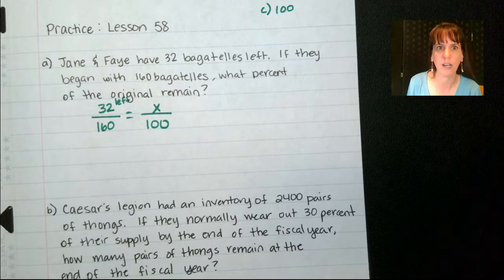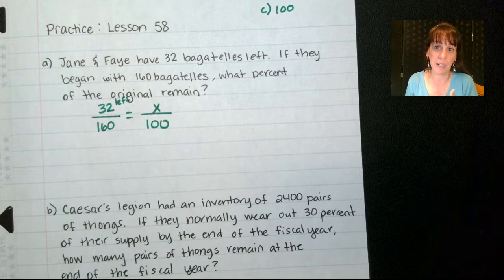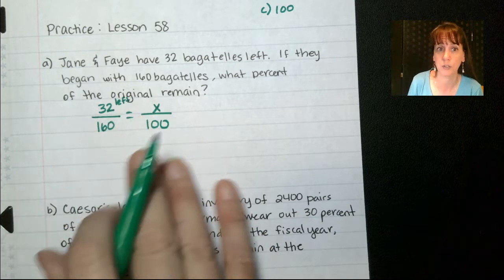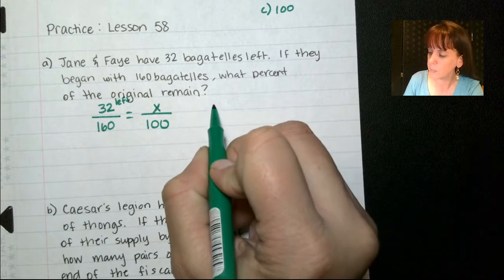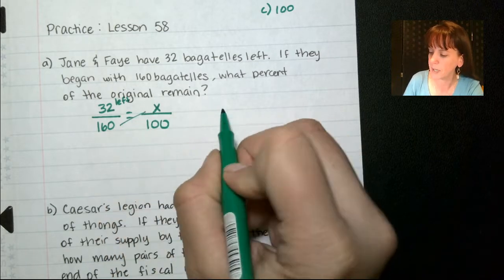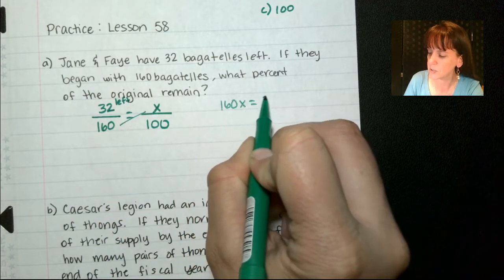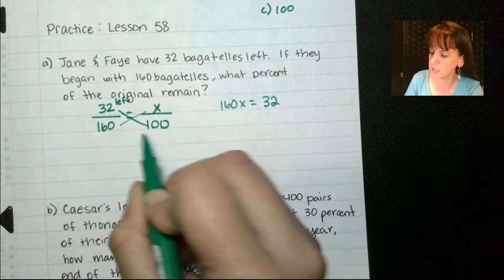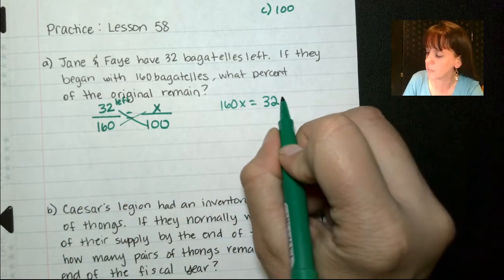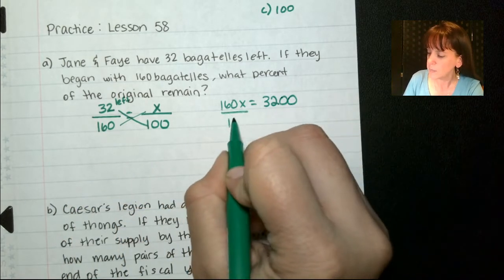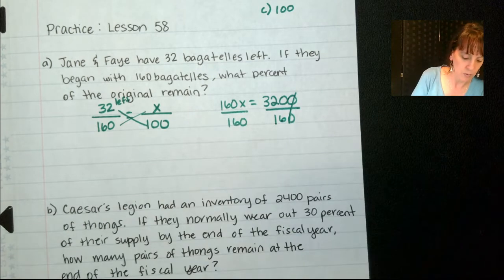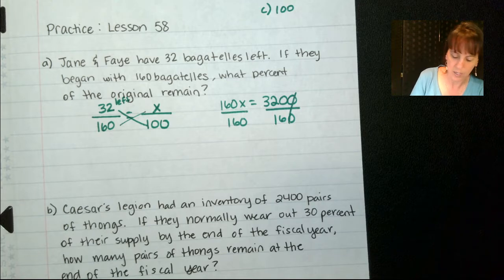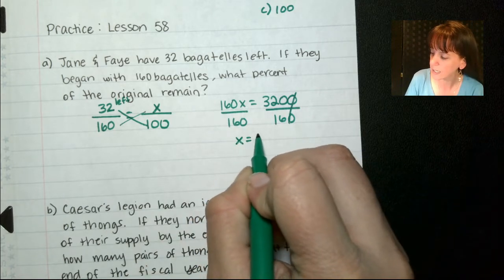You don't have to draw a diagram, though it might help you, but you can also just do part over whole equals percent over 100. So what we end up with, when I cross multiply, is 160x equals 32 times 100, with two zeros. Divide both sides by 160. Lop off my zeros here. So when I do that, I end up with 20. So x equals 20.